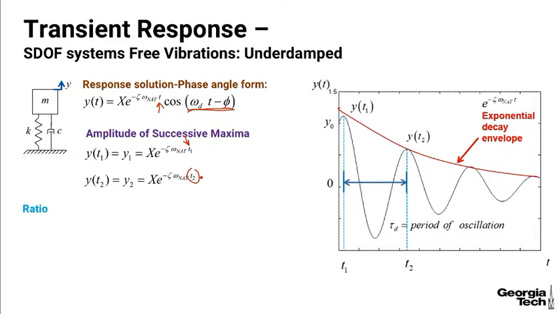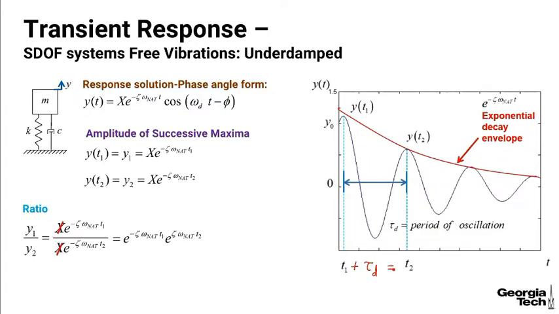And now let's look at a ratio of those two successive peaks, y1 divided by y2. We can see that we can cancel out that amplitude of displacement, and then we can bring the denominator up in the numerator. When we do that, we see that the sign of the exponential changes from minus to plus here. And then I'm going to substitute in for t2. We see that t2 is equal to t1 plus tau sub d, the period of oscillation. And so I can substitute that into my equation there.